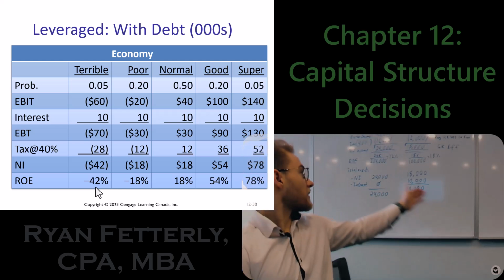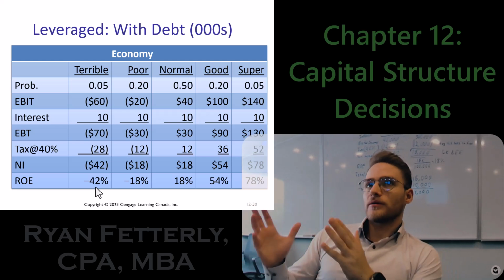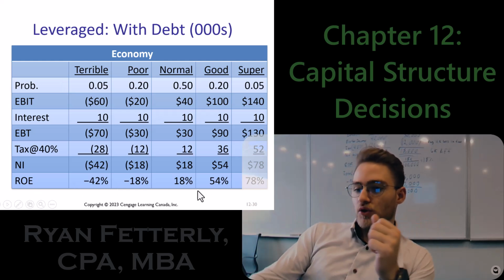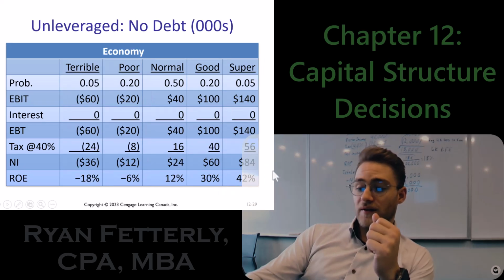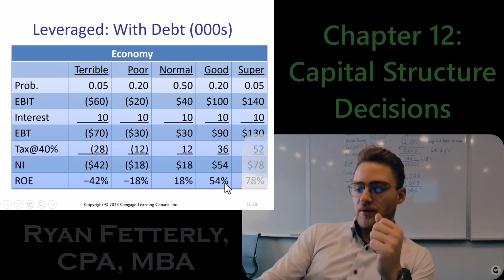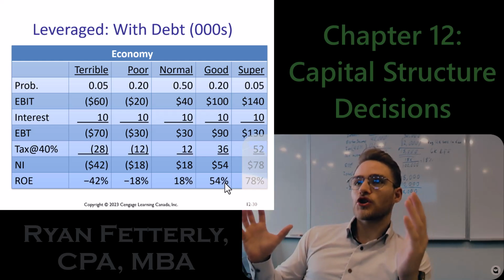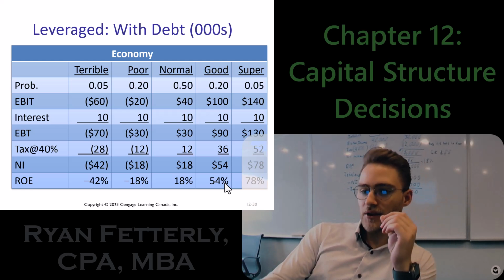Whereas their baseline, as we calculated here, is 18%. It's on average higher. So when you add in leverage, on average, your returns are going to be higher, but the spread of your possible outcomes is also much wider. Our best year would be a 78% return for our shareholders. A good year would be a 54% return, versus if I had no debt, the best I could do is 42%, and 30% in a good year. So the distribution of my possible outcomes is much greater when I add in debt. So it's higher risk, higher return. That's the impact of financial leverage.